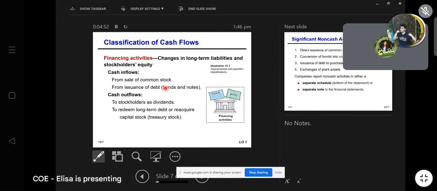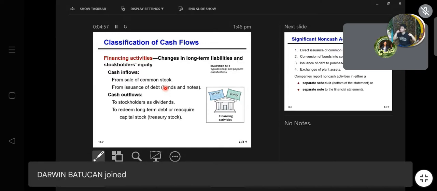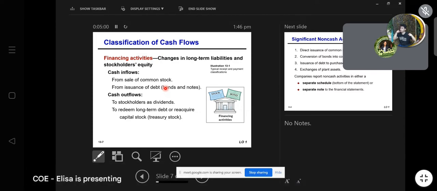Now, the cash outflow here is the moment mamayad ang company o dividend to stockholders, so that will be a reduction. And that is a financing activity. And then when you redeem long-term debt or reacquire capital stock, so that is also considered as cash outflow. So, ginumduman kung asa siya ni sulod at kung asa siya dapat igawas.